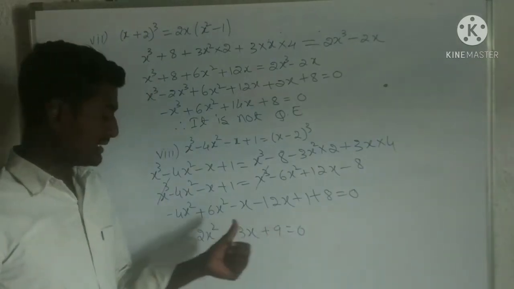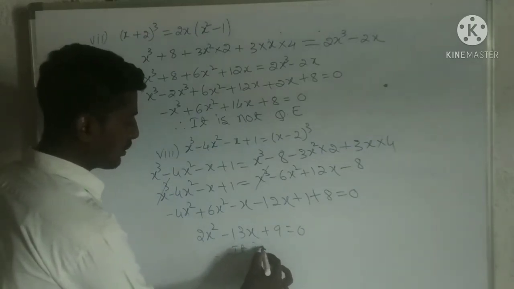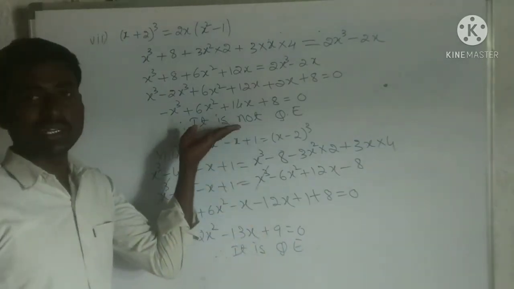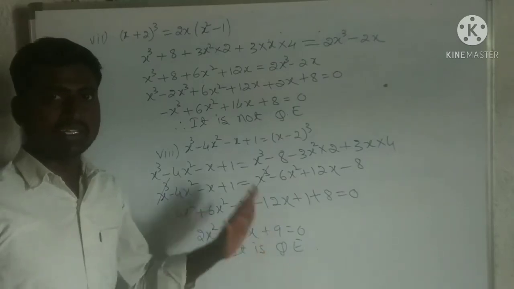Now the degree of this equation is 2. Therefore it is a quadratic equation. Okay. So this one is not a quadratic equation, it is a cubic equation, and this one is a quadratic equation.